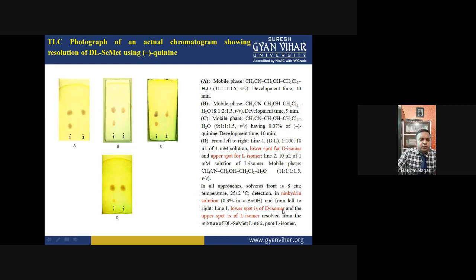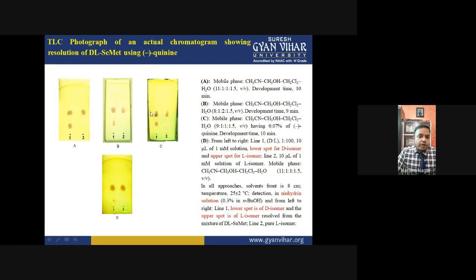In all approaches, the solvent front is at the same distance in centimeters, and the temperature at which these approaches were carried out was 25 plus or minus 2 degrees centigrade, and detection was made with ninhydrin solution. Actually, the detecting reagent used for detection of the chromatograms was ninhydrin. For amino acids, we use ninhydrin for detection. The ninhydrin solution was prepared at 0.3% in n-butanol. Ninhydrin was dissolved in n-butanol at 0.3%.